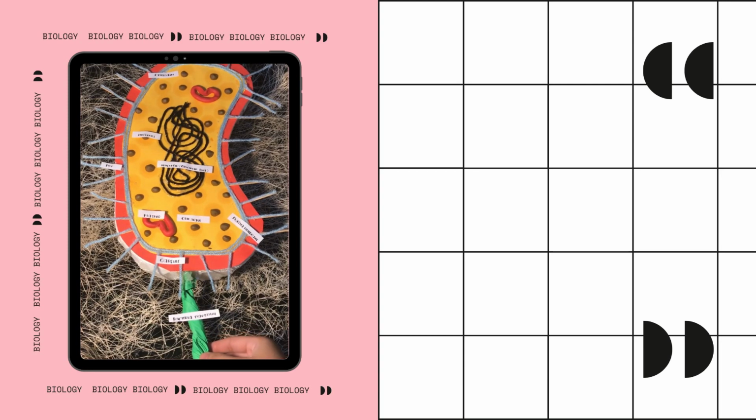Next is the bacteria flagellum. It's a primary organelle that enables movement. Bacteria can have one flagellum or several, and they can be either polar, one or several flagella at one spot, or peritrichous, several flagella all over the bacterium.